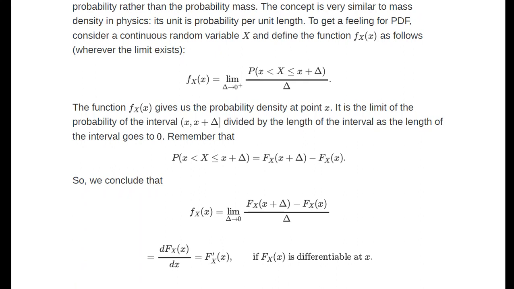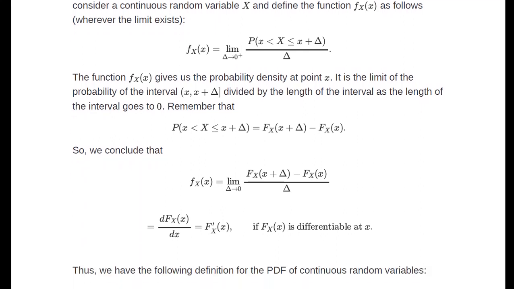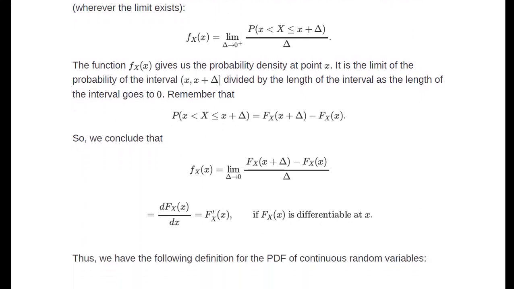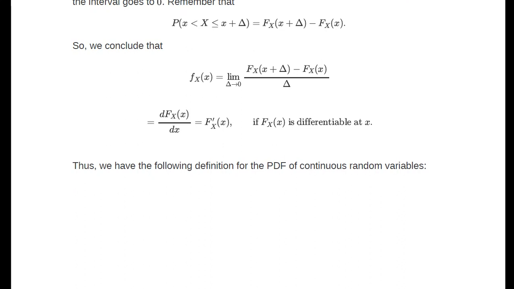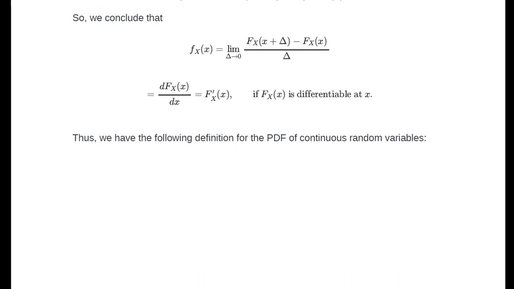So we conclude that f_X(x) is equal to the limit of [F_X(x+Δ) minus F_X(x)] over Δ, and it is equal to F'_X(x), if F_X is differentiable at x. Thus we have the following definition for the PDF of continuous random variables.